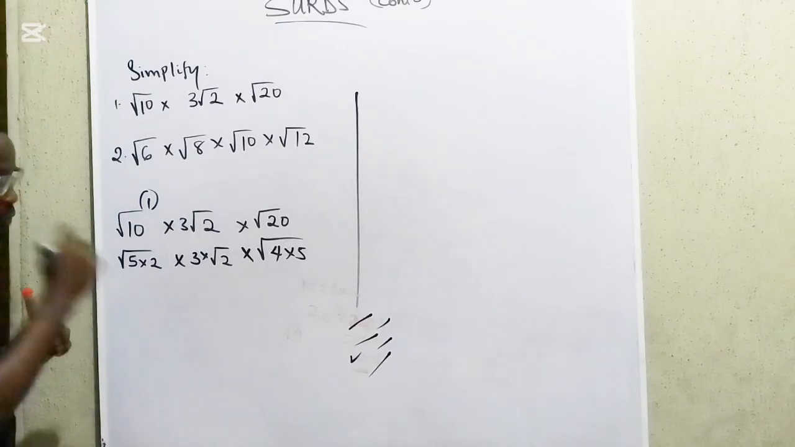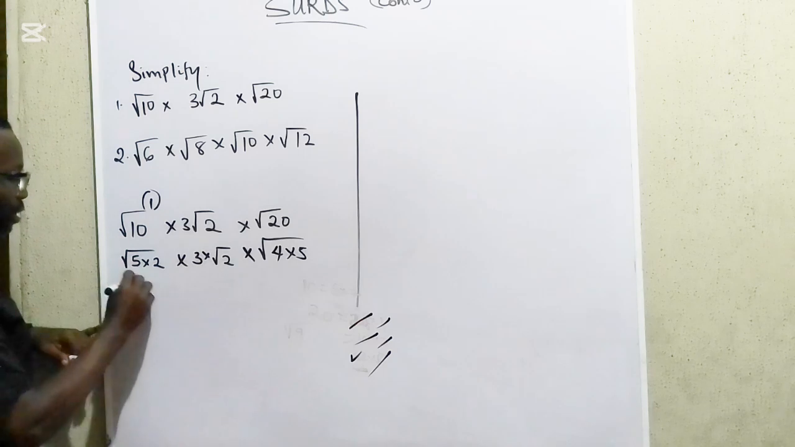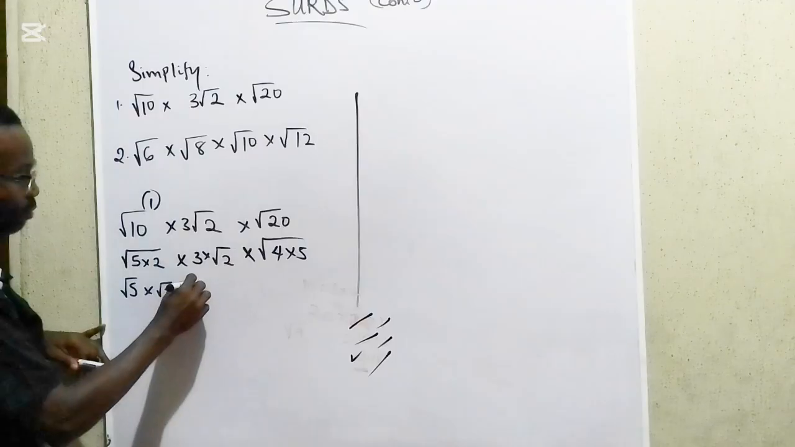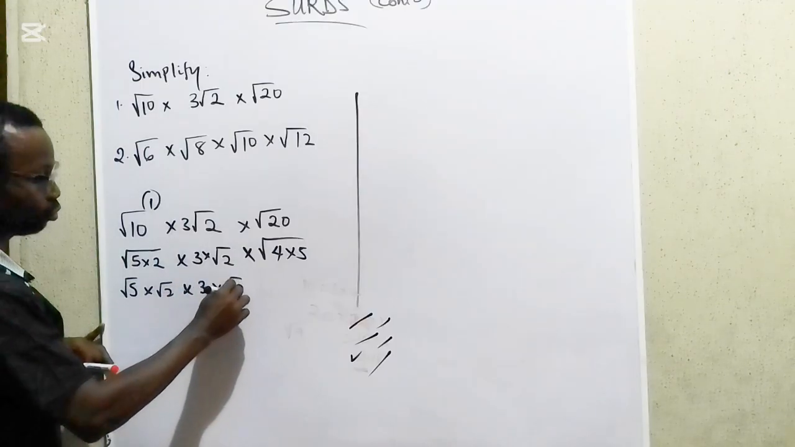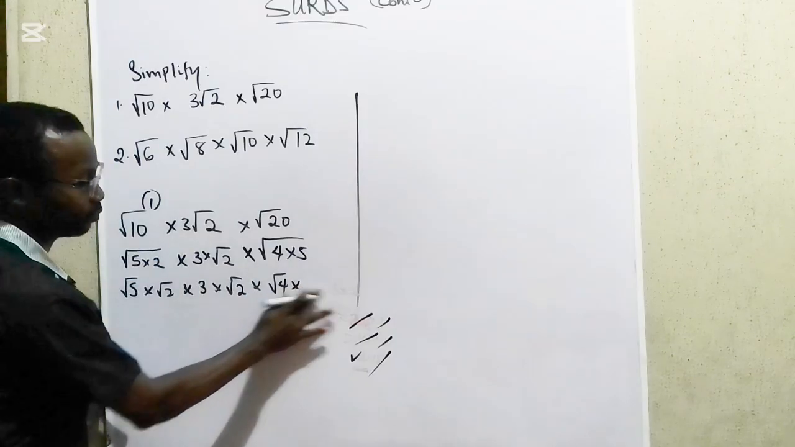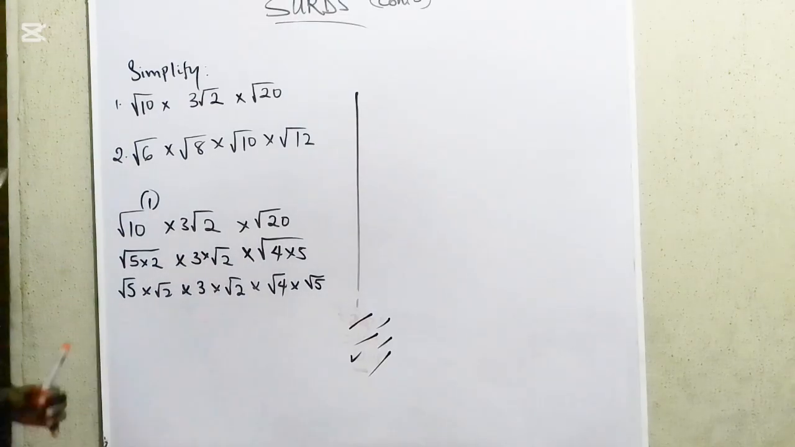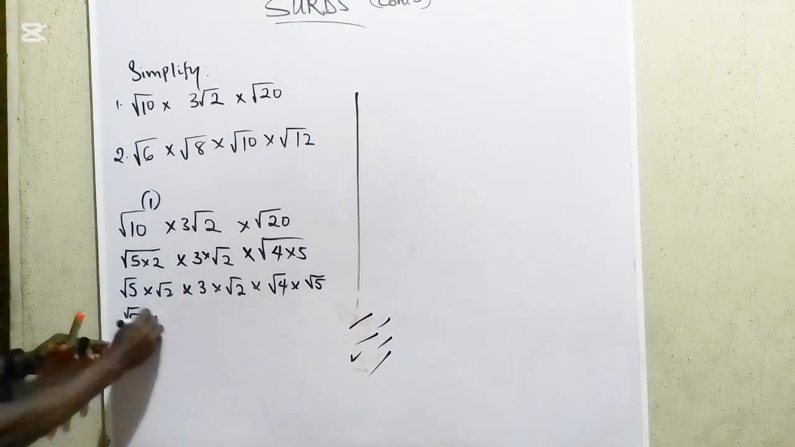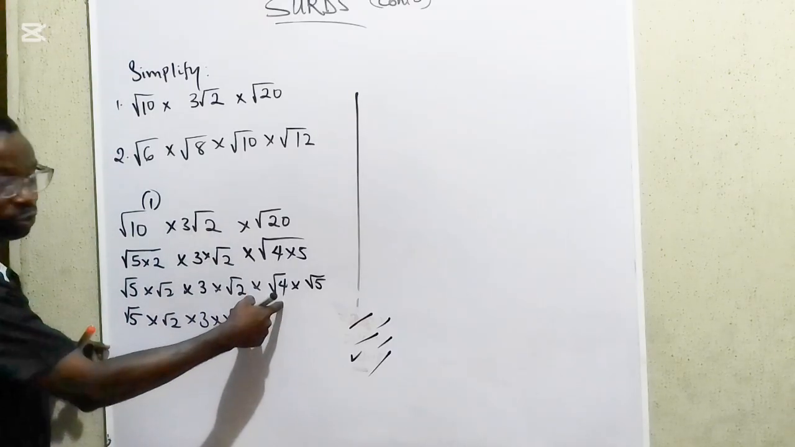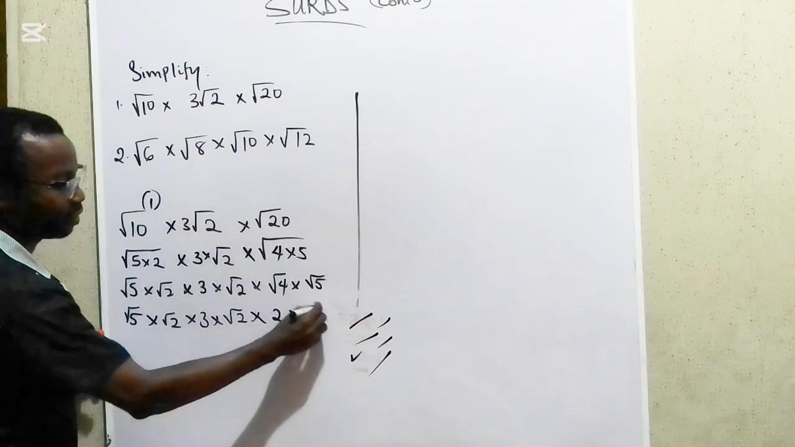In this place, this doesn't have a perfect square root, so let's just open it up. This is the same thing as saying root 5 times root 2. This square root covers this one. Then times 3 times root 2, then, let me separate this, root 4 times root 5. So what do we have? We have root 5 times root 2 times 3 times root 2 times root 4. The square root of 4 is what? 2. So root 4 is 2, times root 5.